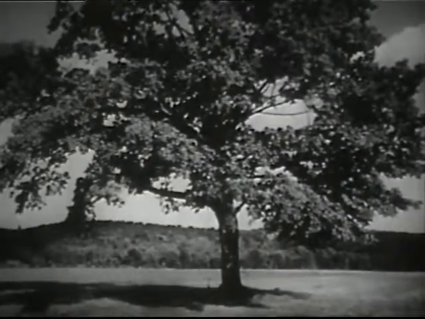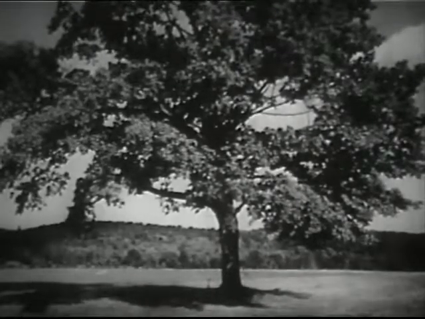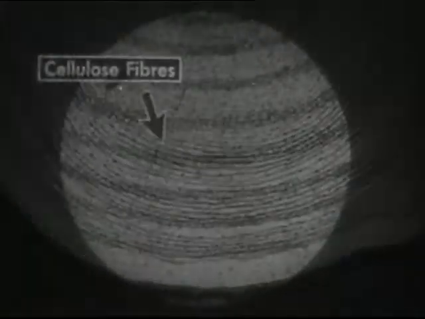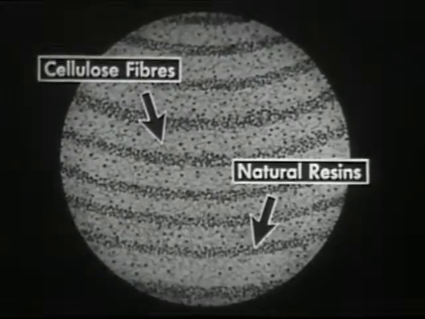Although this tree has its own particular structure, its basic elements are essentially the same as in all species of plants. The wood of the tree is made up of cellulose fibers held together tightly, or bonded, by natural resins.